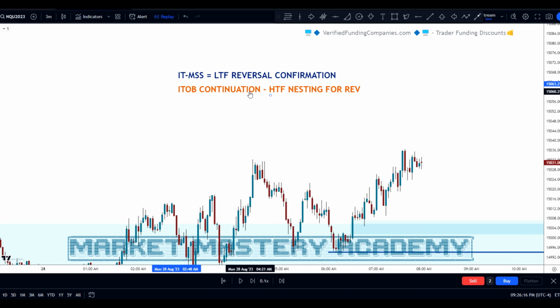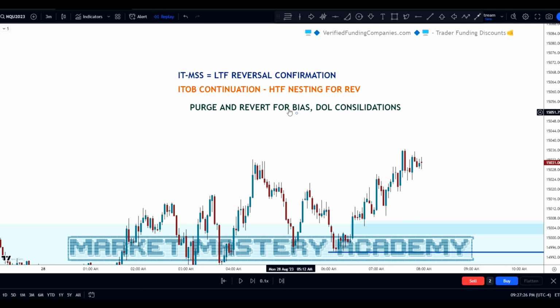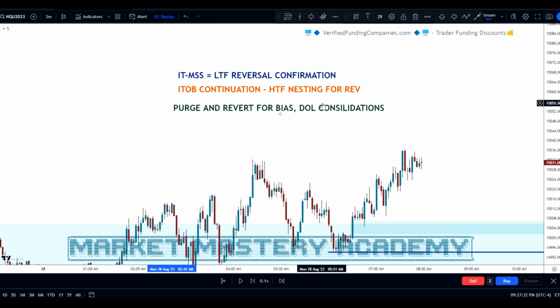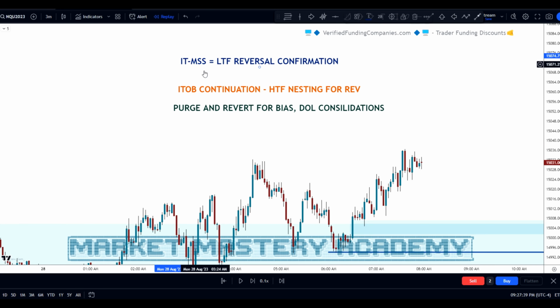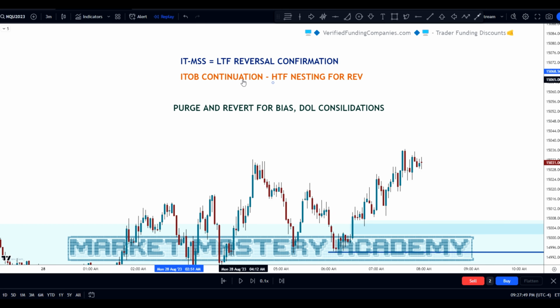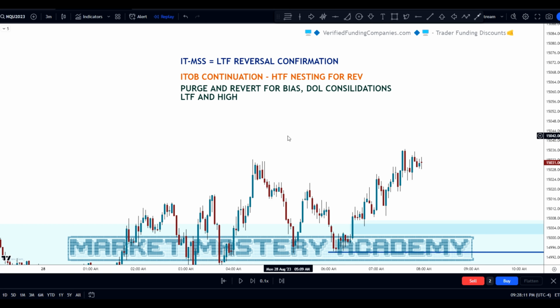You have ITOBs for continuations and trends. You have Purge and Revert for bias, draw on liquidity, and consolidation trades. Now everything is covered. You have reversals on your short term, your lower time frames, confirmation for trades. You have ITOB for continuations in trend trading. You have Purge and Revert for bias. DOL stands for draw on liquidity, where price is going. And it also works really well on low time frame consolidations, New York opening for low time frames, and high.